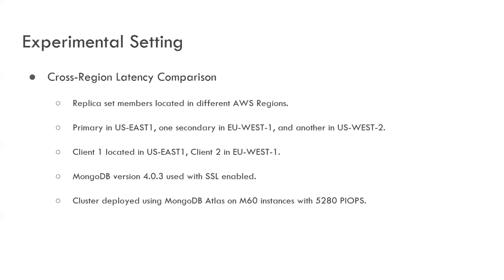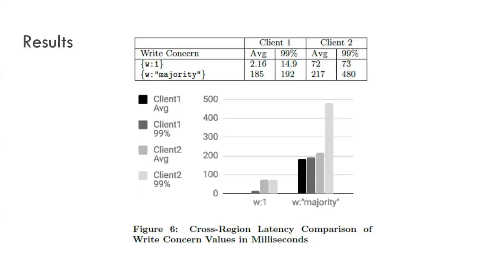All replica set members were running MongoDB 4.0.3 with SSL enabled. The cluster was deployed using MongoDB Atlas on M60 instances with 5280 PIOPS. Now, results for this experiment. Here we can see a huge difference between W1 and W majority latency.